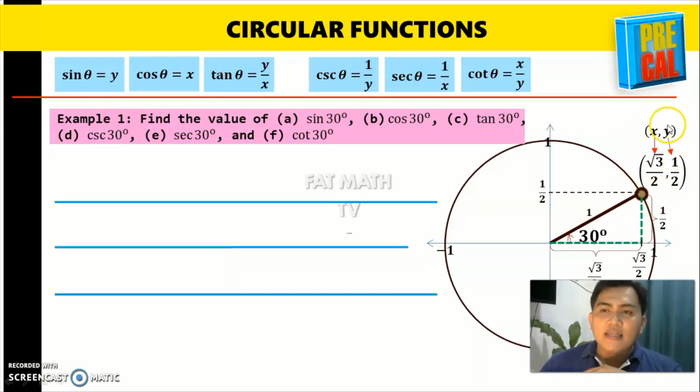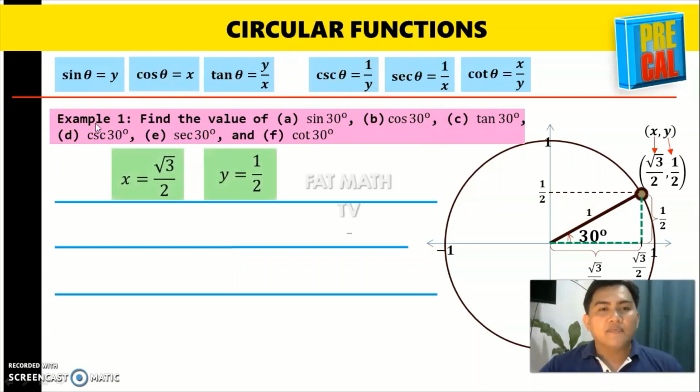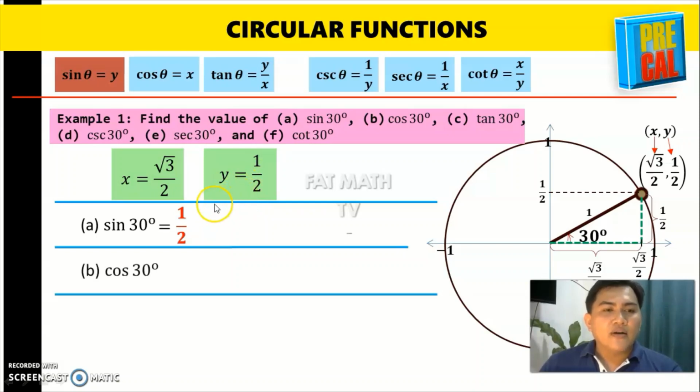After finding the x and the y for the terminal point, we can already answer all of these definitions. For the sine of theta, x is square root of 3 over 2, y is 1/2. So sine of 30 degrees is y, that is simply 1/2. For the cosine of 30 degrees, that is x, and x is square root of 3 over 2, so that is simply the answer.